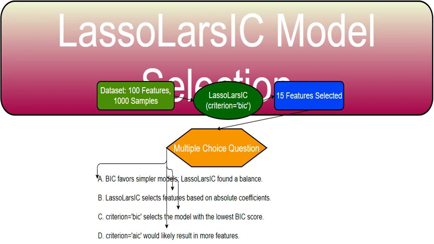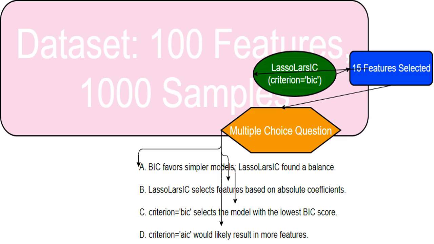I'm using LassoLarsIC, a machine learning algorithm in Sklearn, to choose the best model for linear regression. LassoLarsIC is specifically designed to handle situations where we want to select a subset of features from a larger set. I have a dataset with 1,000 samples and each sample has 100 different characteristics or features. Think of it like 1,000 patients each with 100 different health measurements.